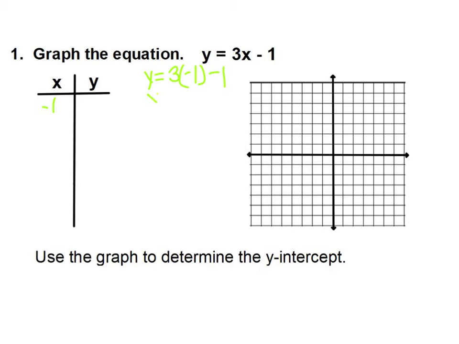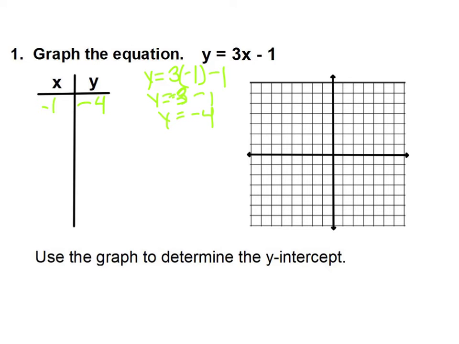So we have y equals negative 3. So 3 times negative 1 is negative 3 minus 1. So take another step. We have y equals negative 4 because negative 3 minus 1 is negative 4. So that means when x equals negative 1, y equals negative 4.